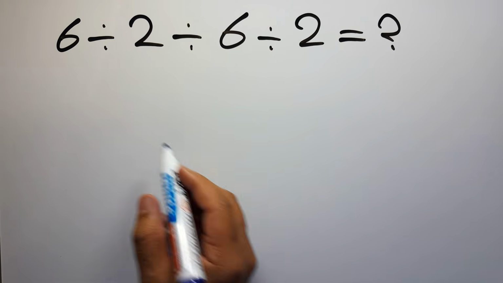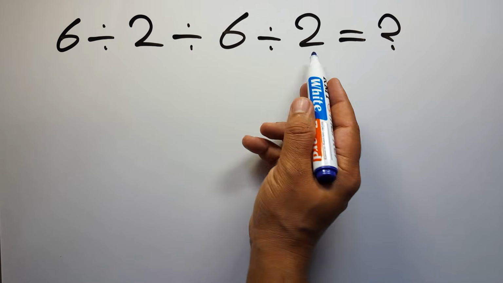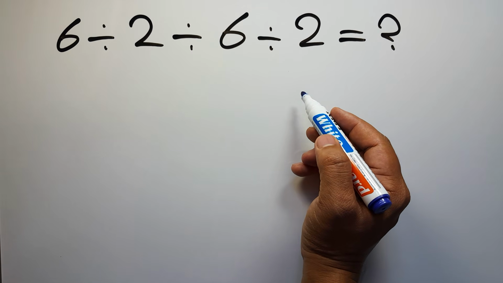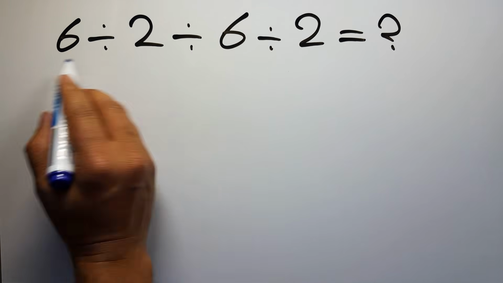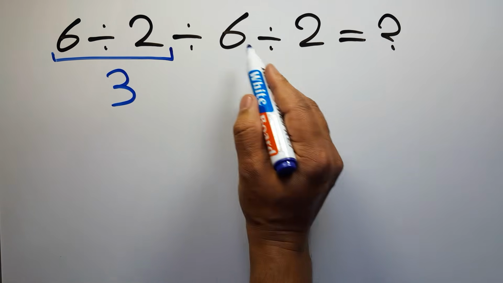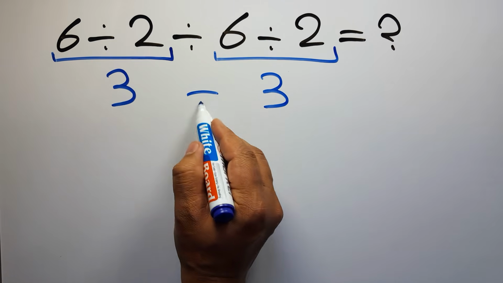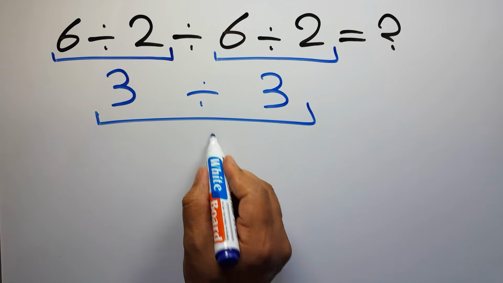In this video, we want to find the value of this expression: 6 divided by 2 divided by 6 divided by 2. Are you ready to solve? Let's go and get started. 6 divided by 2 gives us 3. And again here we have 6 divided by 2. So 3 divided by 3 is just 1.